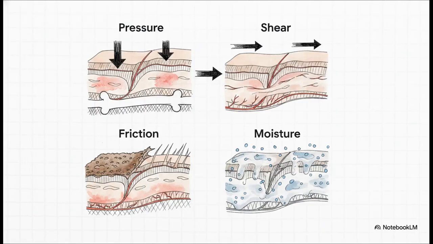So why exactly does skin integrity fail? Basically, it happens when the tissue's natural resilience is overpowered by physical forces. There are 4 big ones you need to watch out for. First is pressure, which blocks blood flow and causes ischemic injury. Second is shear, which damages deep tissue when the skin stays put but the underlying tissues slide. Third is friction, which literally just strips away the epidermis. And fourth is prolonged moisture, which macerates the skin and skyrockets the risk of breakdown.